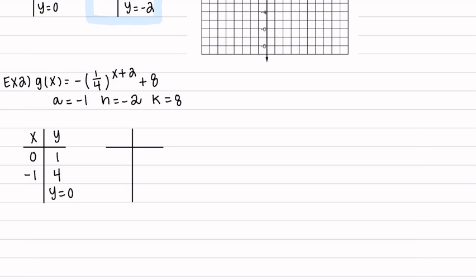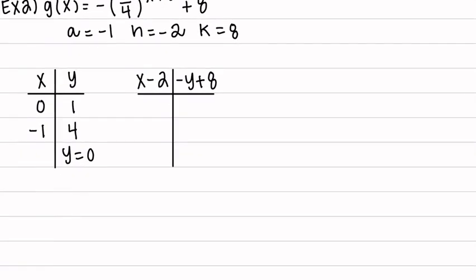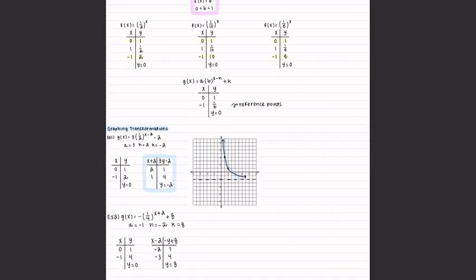My transformation table, I think of the transformations on x and y. H is what affects x, so I have x minus 2. A and k affect y, so I have -y plus 8. My new x values are -2, -3. My new y values are 7, 4, and y equals 8. So I'm ready to graph.